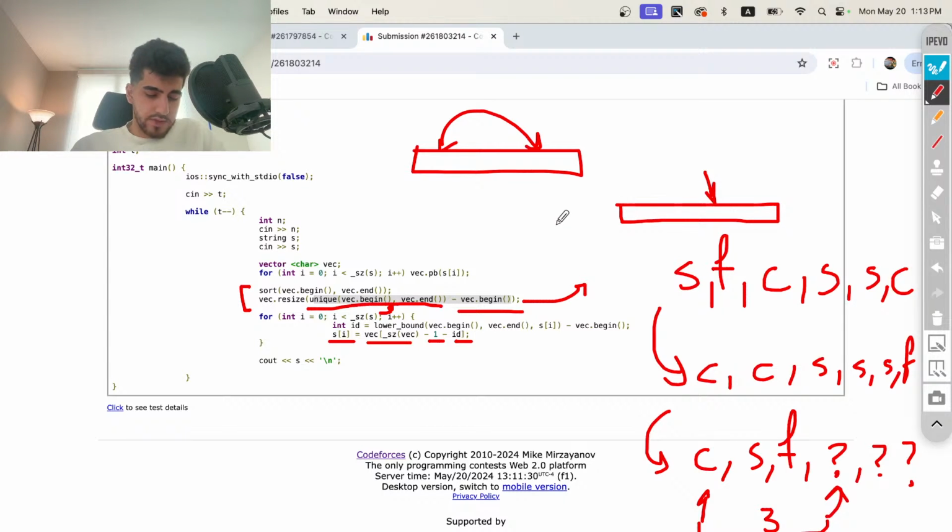Yeah, that also works. So that's all. We just save all the characters, we sort them, unique them, and then we try to match them and just turn back everything that is changed.